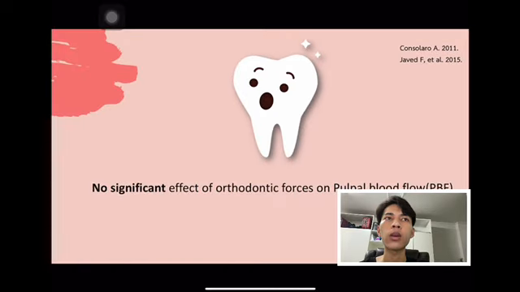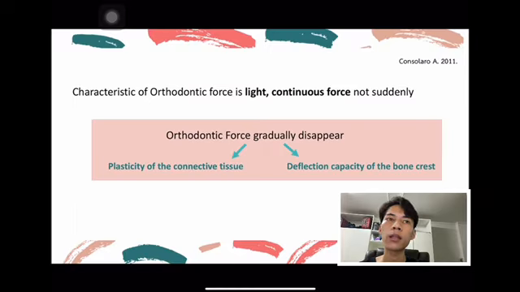But studies found no significant effect of orthodontic force on pulpal blood flow. The characteristic of orthodontic force is a continuous force, not a sudden one. The orthodontic force gradually disappears in the surrounding tissue by the property of plasticity of the connective tissue and the deflection capacity of the bone crest, providing no condition for structural rupture of vessel and nerve to happen.